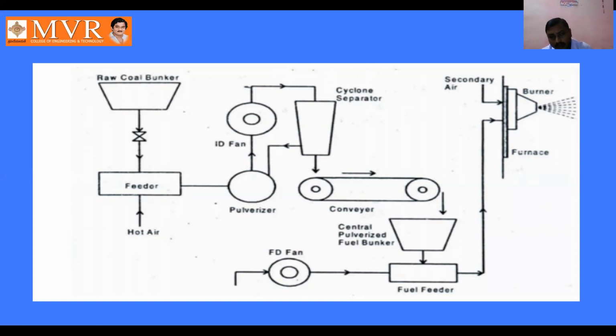And from the cyclone separator, the coal which has been powdered is going to enter the central pulverized fuel bunker through the belt conveyor which we are using here. From the central pulverized fuel bunker, we are going to feed the fuel to the burner.